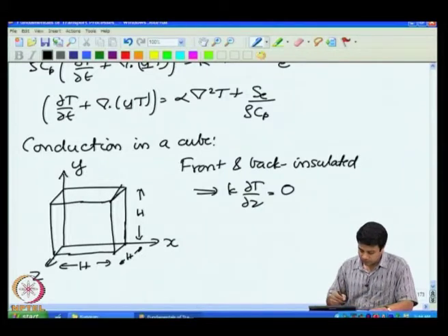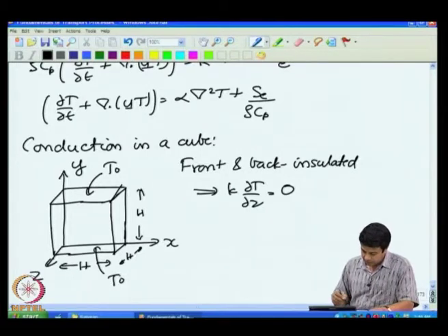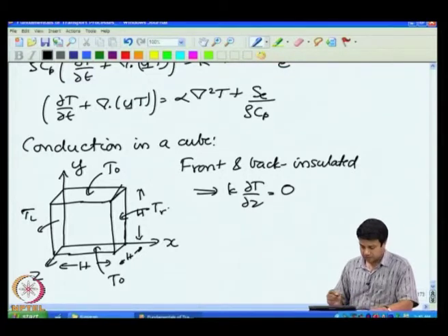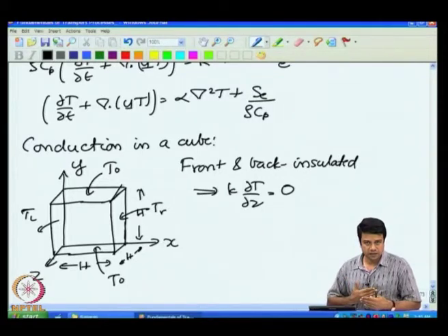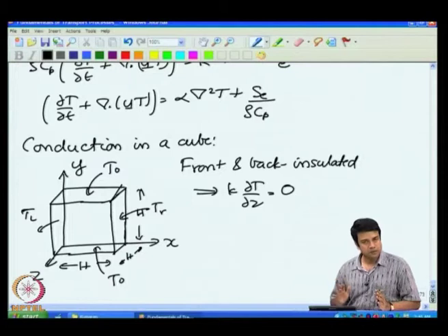And the top and bottom surfaces are at temperature T naught. The left surface is at some temperature T L and the right surface is at some temperature T R. So, I have a cube in which the front and back are insulated. The top and bottom are at temperature T naught and the left and right are at some temperature T L and T R.